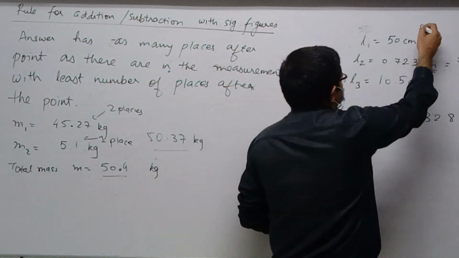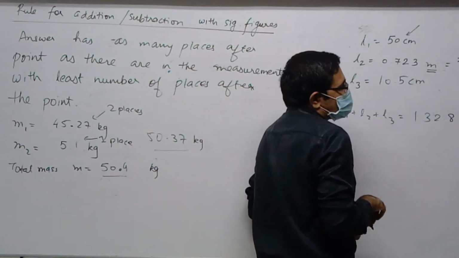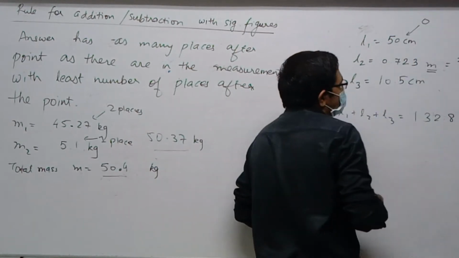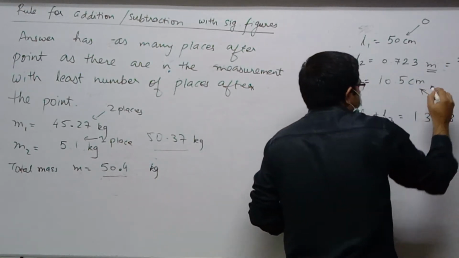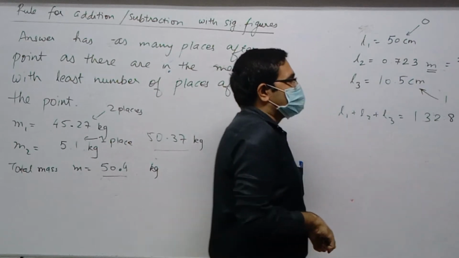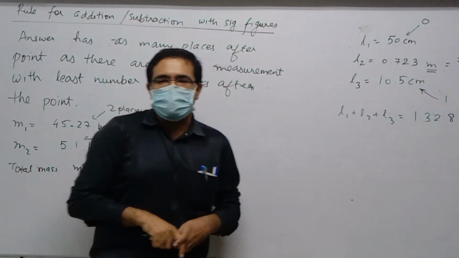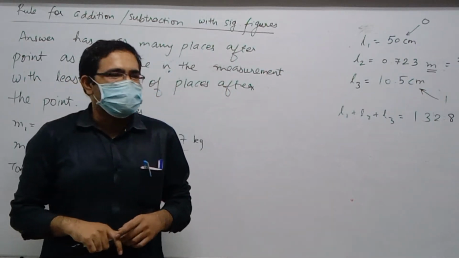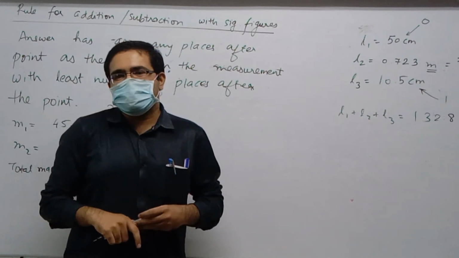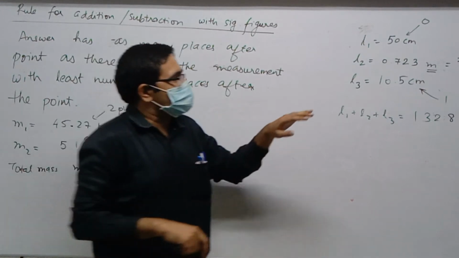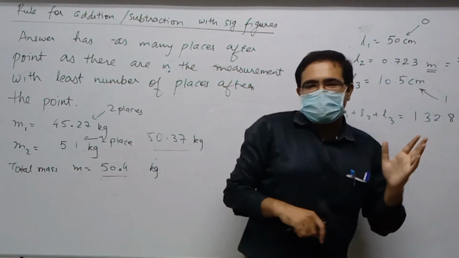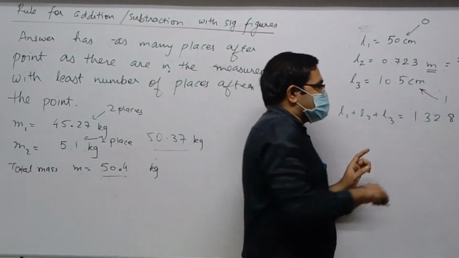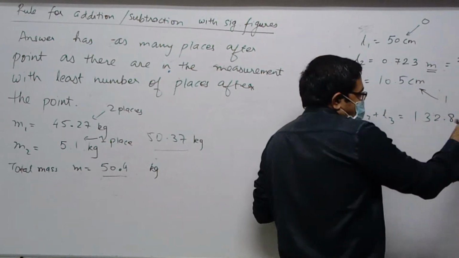First of all, how many places after the point here? 0. There is no point. How many places after the point here? Okay. How many places after the point here? Clear or not? Yes. So the answer should have how many places after the point? 1 or 0? 0. Why 0? Least number. Which is the least number of places? 0, 1 or 1? 0. Clear or not? Yes. So that means we should not be writing anything after the point.